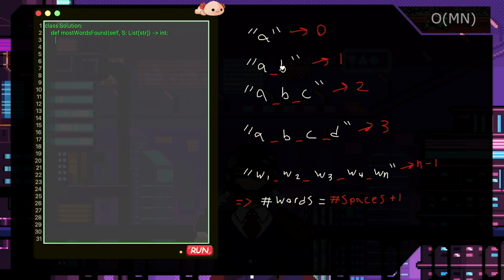If it weren't for a restriction on a single space between words and no trailing or leading spaces, that would change, but it's not, so we can look at it this way. So we will simply return the maximum of the counts of spaces in each sentence plus one to get the number of words for each sentence in our sentences.